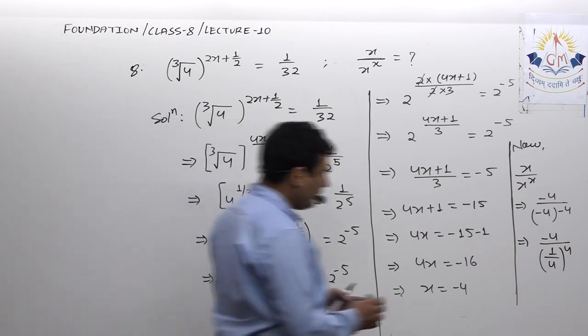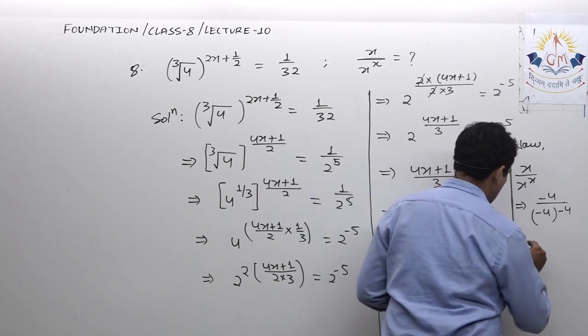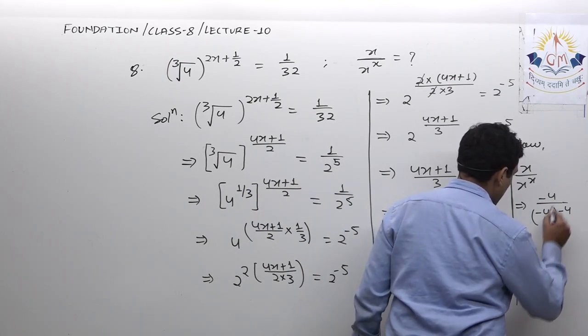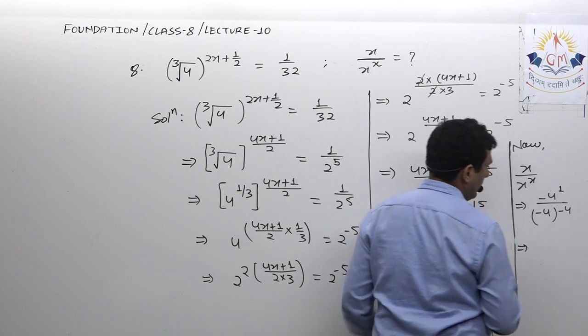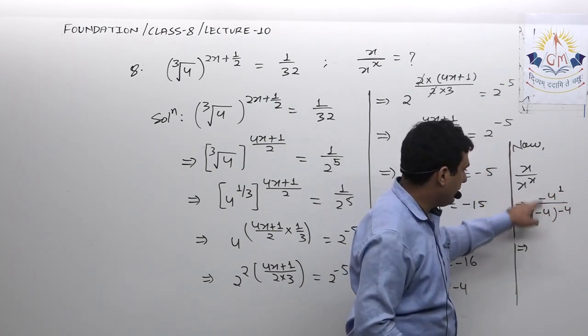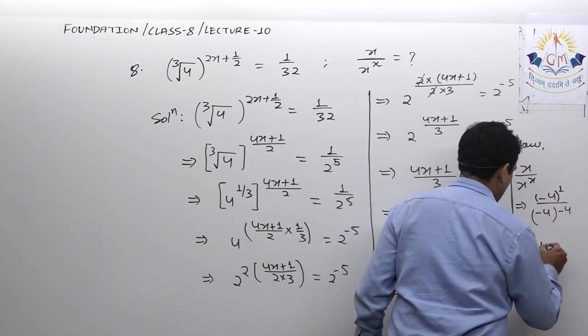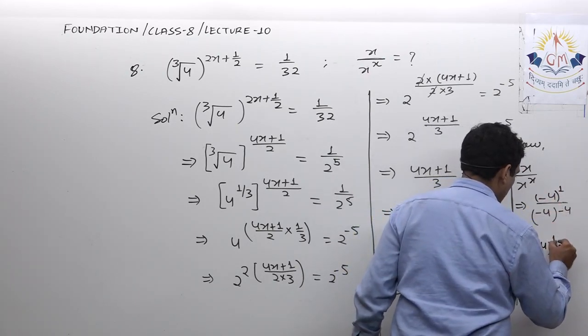Okay, so this might take more time. What I'm doing, this is minus 4 raised to 1 actually, isn't it? Minus 4 raised to 1, divided by minus 4 raised to minus 4. So here the bases are same. So here I will write minus 4 raised to 1.